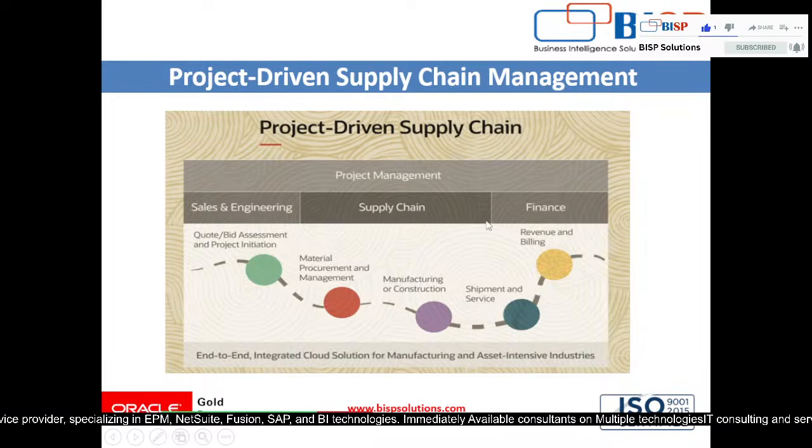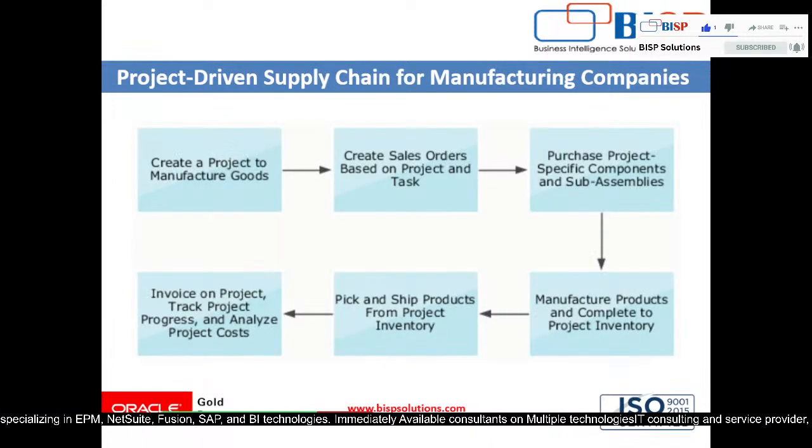And at the end, the finance, right? So in the finance part, this is our revenue and billing. We generate contract based billing for the project, right? Contract based, we perform our billing, right? So this is an end to end integrated cloud solution for manufacturing and asset intensive industries, right? And we will see one by one what asset intensive industries are. So first we go with the project driven supply chain for manufacturing companies, right?